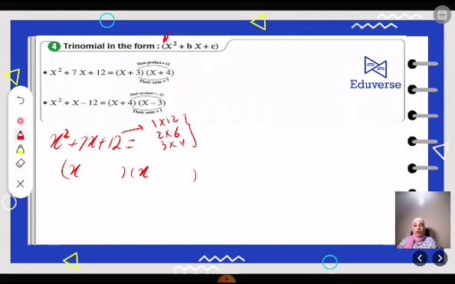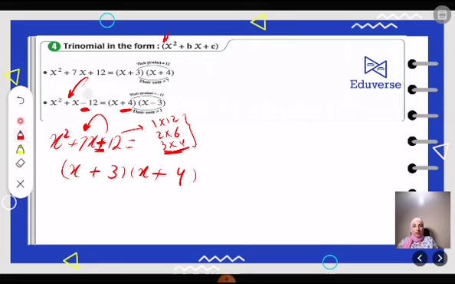Which one will I choose? I will get the two of these whose sum gives me 7. Which two of them have a sum equal to 7? Not 1 and 12, not 2 and 6, it's only 3 and 4. I will put 3 multiplied by 4. What about the sign here? If the last term is positive, they both will be like the middle. If the last term is negative, like the second one here, the greatest will be like the middle and the other will take the opposite sign.